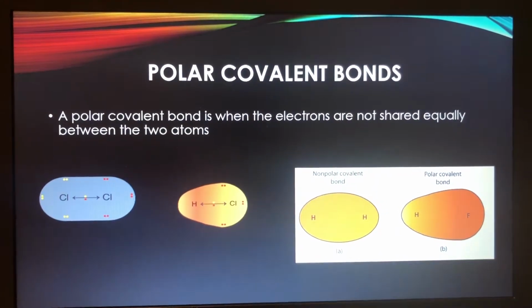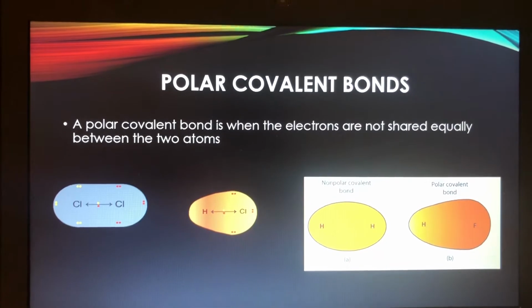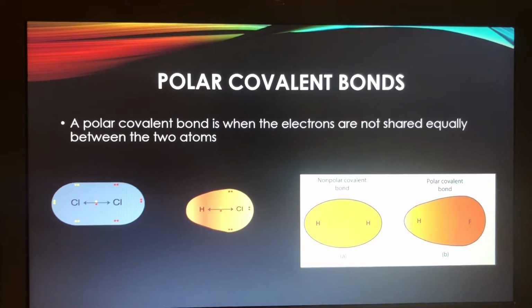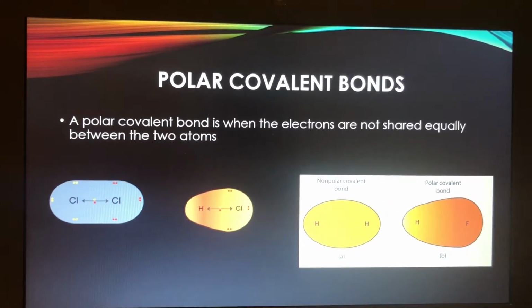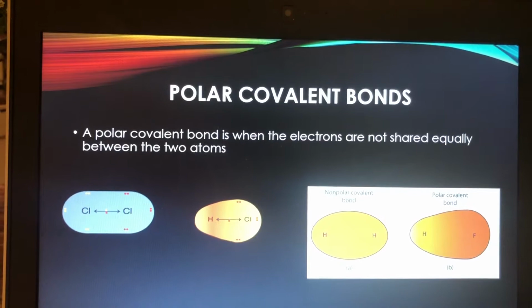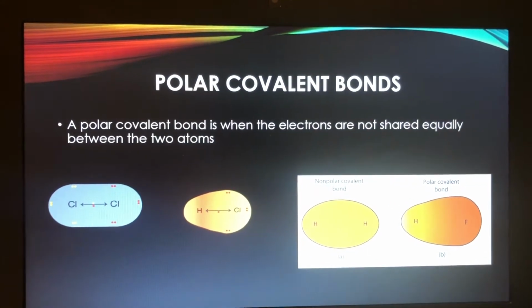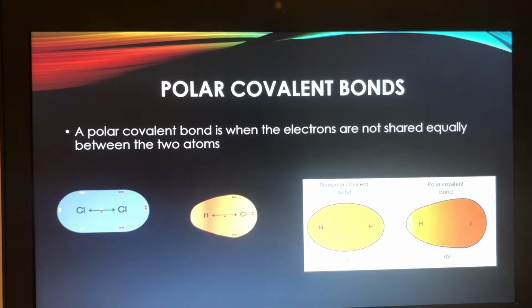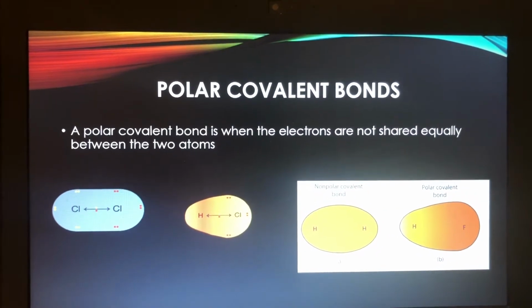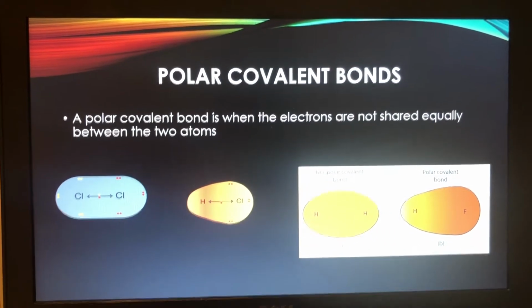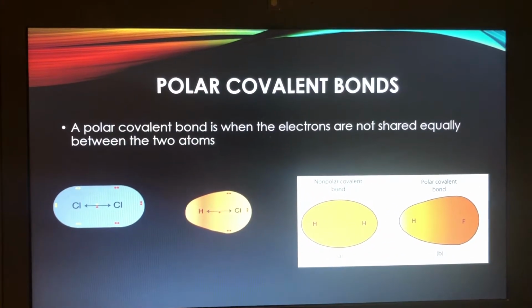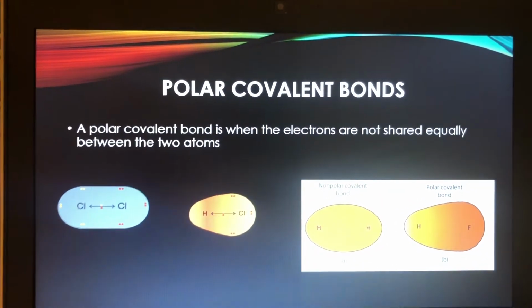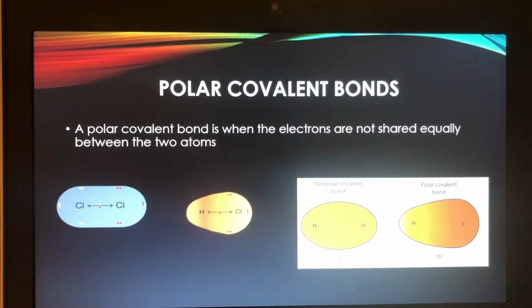Next, we are going to move on to polar covalent bonds. A polar covalent bond is basically just when the electrons are not shared equally between the two atoms. Because we already learned that the electrons are shared, but now we know it's not always going to be equal. When you think of polar covalent bonds, just think of the uneven sharing of the electrons. Sometimes one element is much stronger than the other element, which creates almost like a tug of war between the two electrons in the bond.